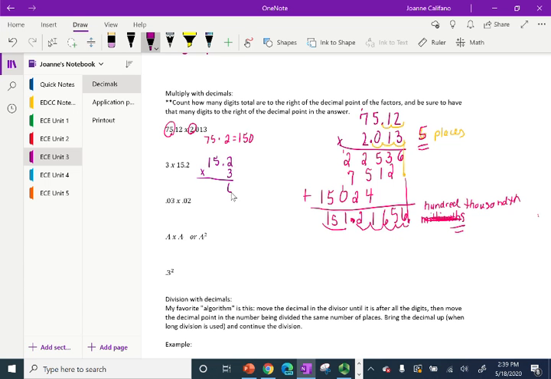3 times 2 is 6. 3 times 5 is 15. 3 plus 1 more is 4. And then I check my decimal point. I only have one place after the decimal here. Drop down here, move it over one place, and 45.6 is your answer there. Okay, good answer.